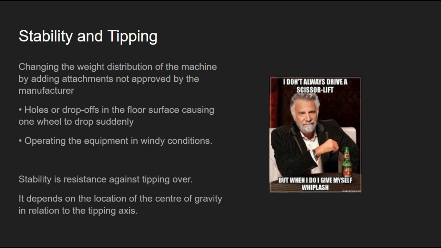Changing the weight distribution of the machine by adding attachments not approved by the manufacturer. Holes or drop-offs in the floor surface causing one wheel to drop suddenly. Operating the equipment in windy conditions. Stability is resistance against tipping over. It depends on the location of the center of gravity in relation to the tipping axes.